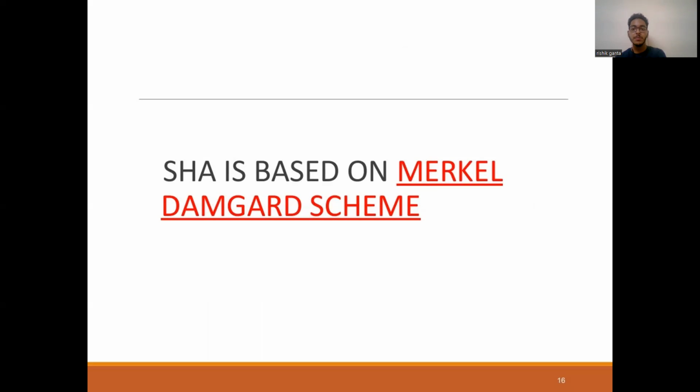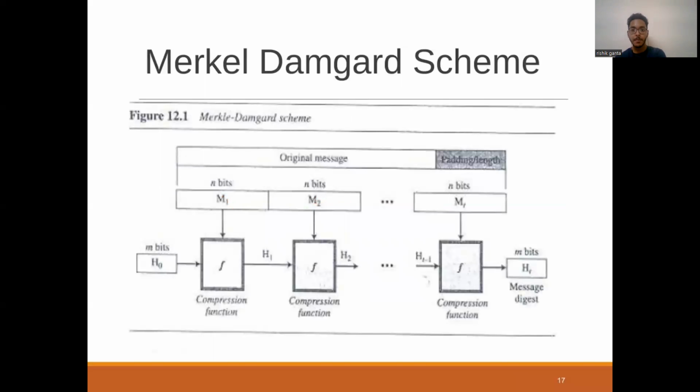SHA-1 is based on the Merkle-Damgard scheme. In the Merkle-Damgard scheme, there is a compression function. Initially, the original message, with padding, is divided into t blocks, where each block is of n bits.